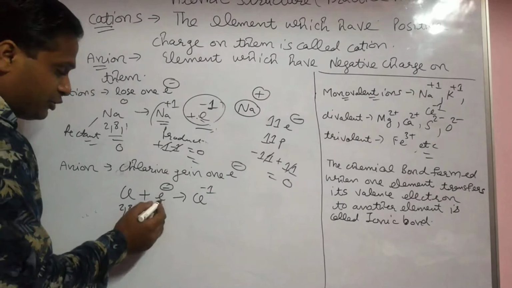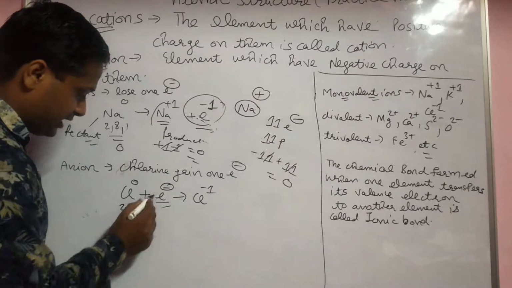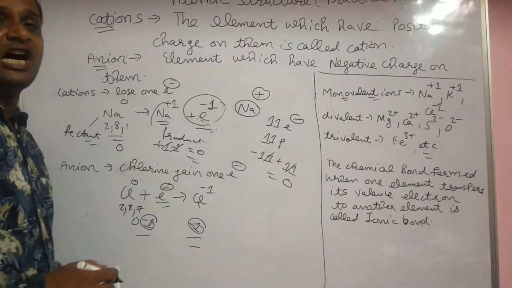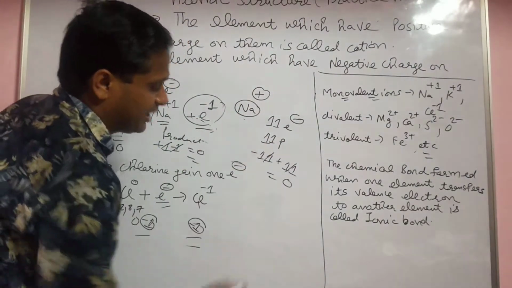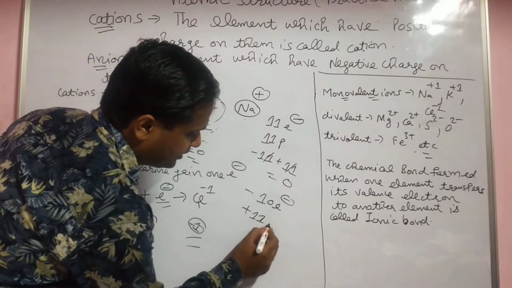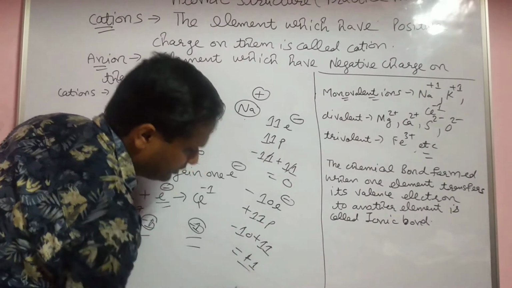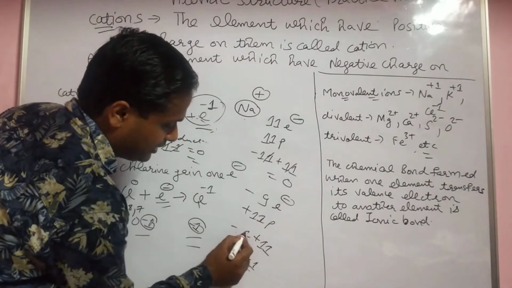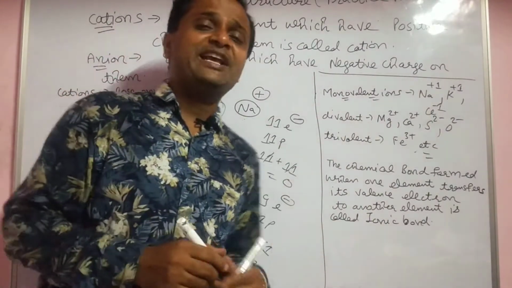Or when you gain an electron, you always write it on the left side. Here your charge is 0, here -1, here -1, so conservation of charge is there as well. When sodium loses one electron, the electrons become 10, -10, and the protons stay 11, so overall it is +1. Same way, if it loses 2 electrons, then 9 electrons, and it becomes +2.